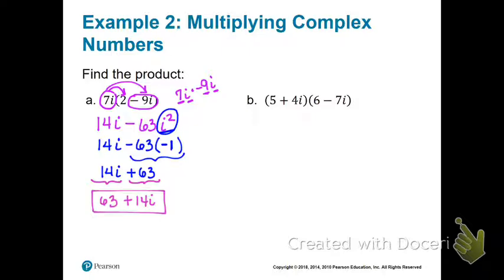Now on B, we're multiplying two binomials. And this is no different, guys, than if I'd have said 5 plus 4x times 6 minus 7x. Hopefully you'll recognize that either that is FOIL, distributing, or you can use your box. And so I'm going to do the box using what they gave us. So it's 2 terms by 2 terms. So I need a 2 by 2 box.